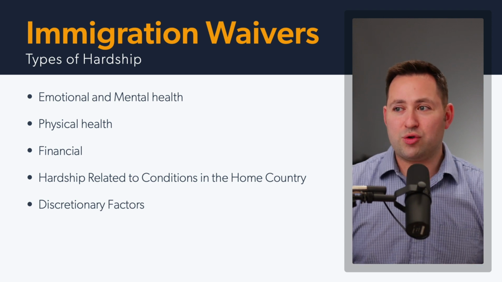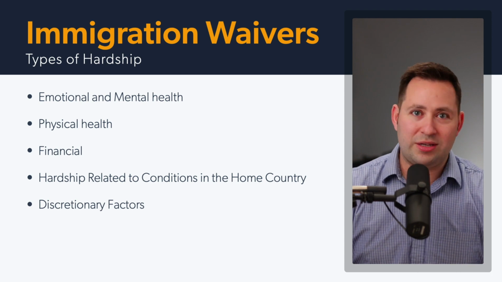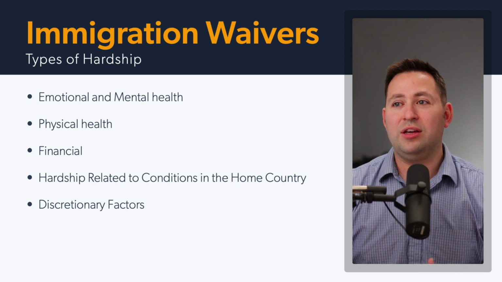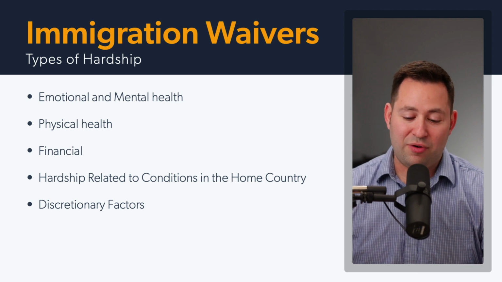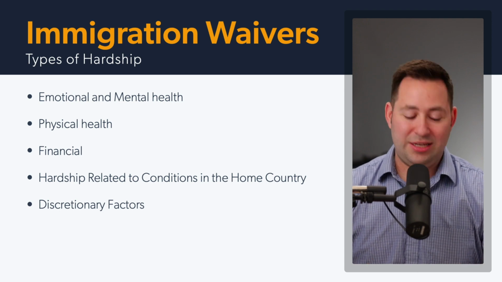So proving extreme hardship can involve going to see a mental health professional, going to see a doctor to get a diagnosis of your physical health, and it can involve bringing taxes, pay stubs, those kinds of things.